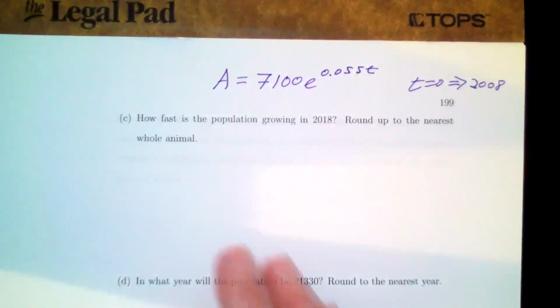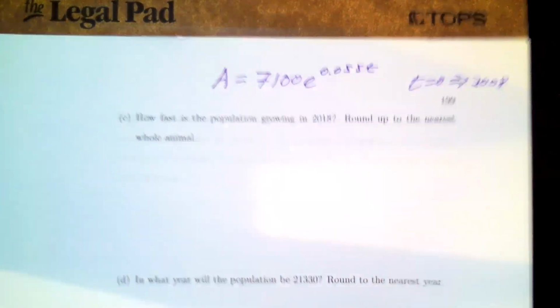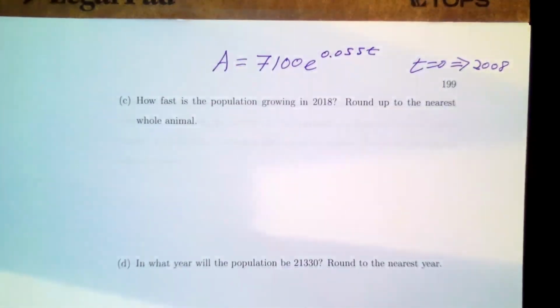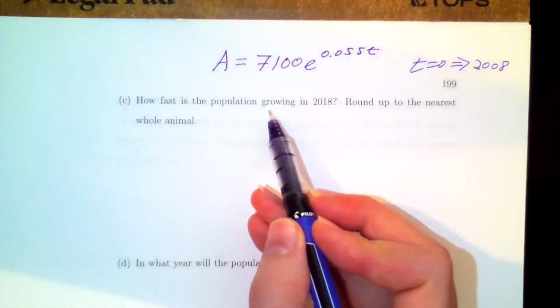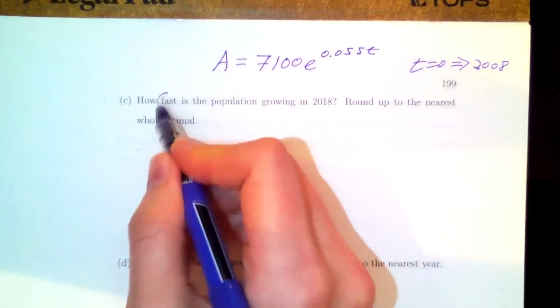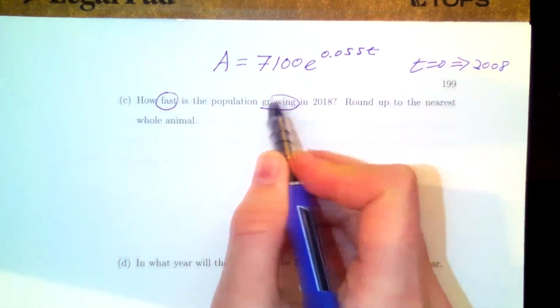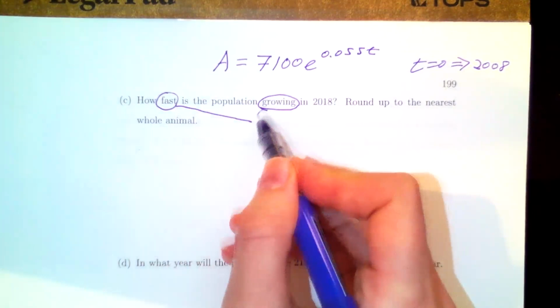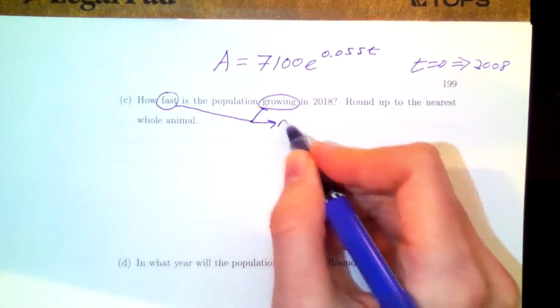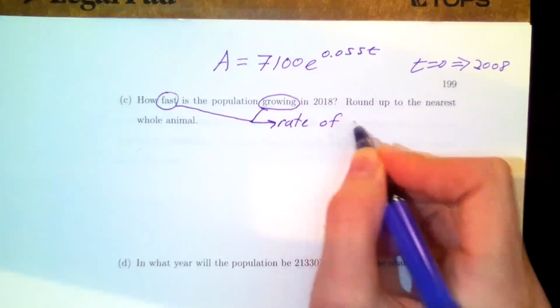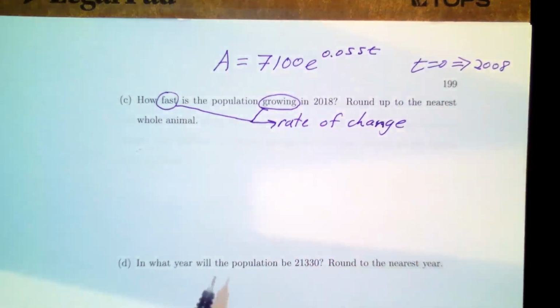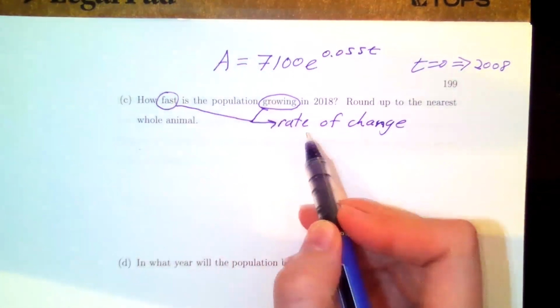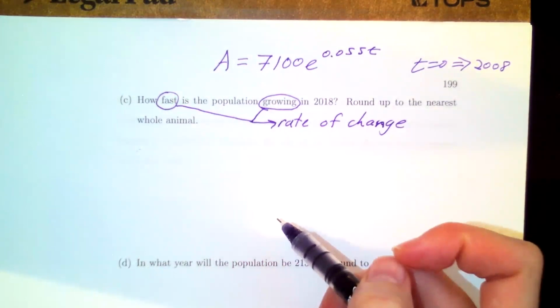So when I move to part C, I again have to interpret what it is it's asking. It says, how fast is the population growing? Based off of the wording, asking for how fast something is growing, we need to put two and two together and think that this reminds us of a rate of change. How fast is something changing? How fast is it growing? How fast is it changing? So this can translate into it's asking about a rate of change, but then what does that mean?